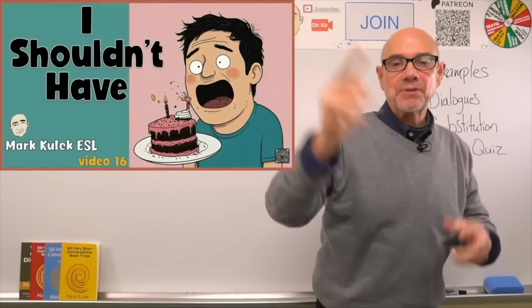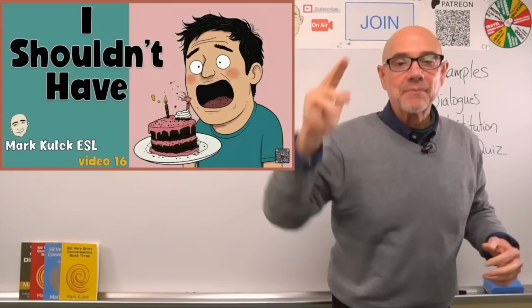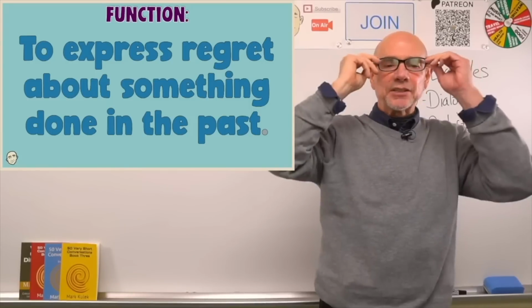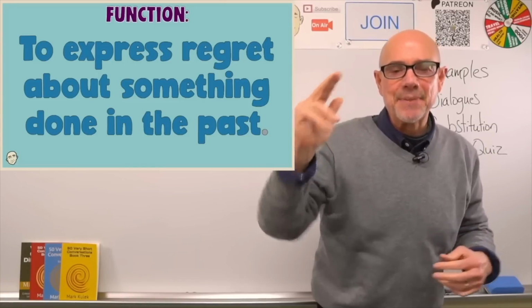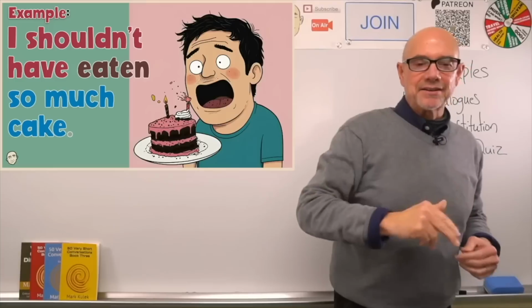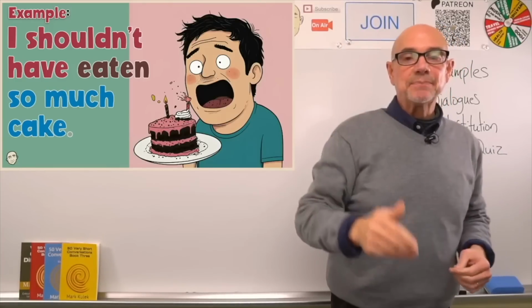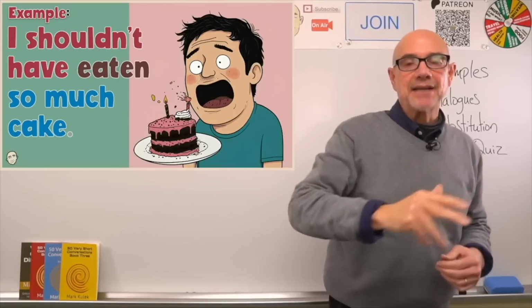Yes. Let's practice the pattern I shouldn't have plus past participle. This pattern is to express regret about something done in the past. And our pattern, I shouldn't have plus past participle, eaten, right? That's an irregular verb in the past.